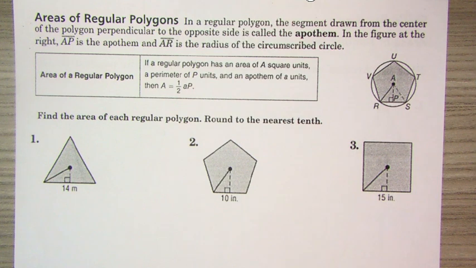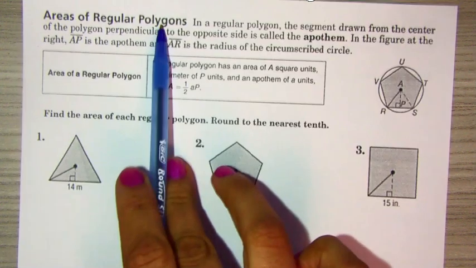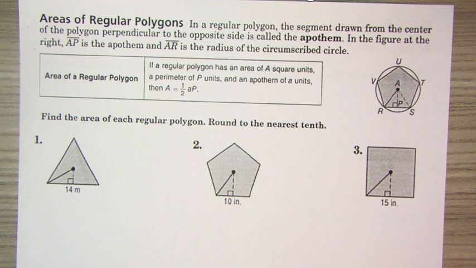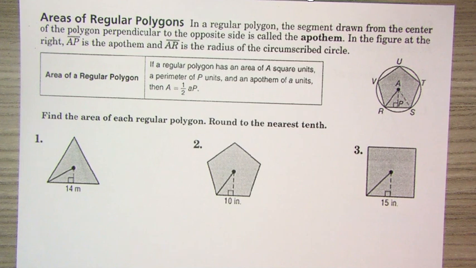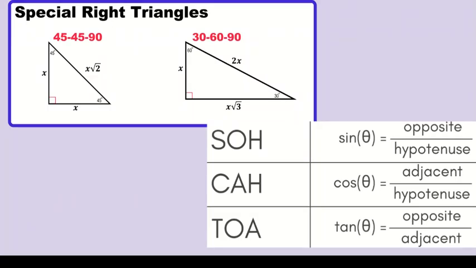Hey students, in this video I'm going to go over areas of regular polygons. It is a second part to what we did in class on the previous notes of 10.4, so please watch this video. It does require you to do some extra math. For example, we have special right triangles coming back.